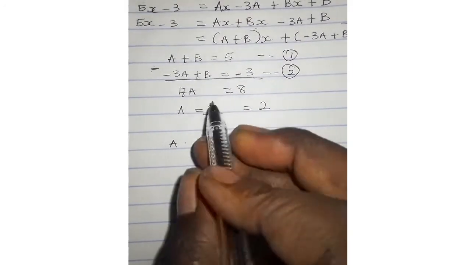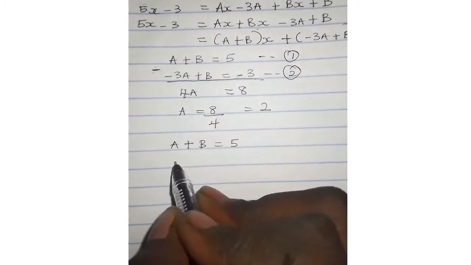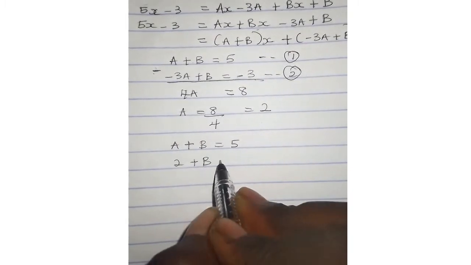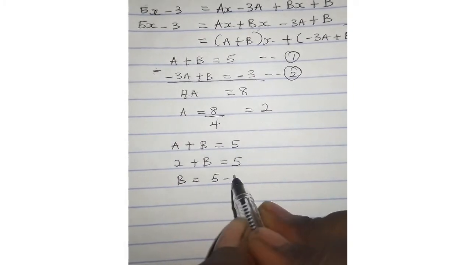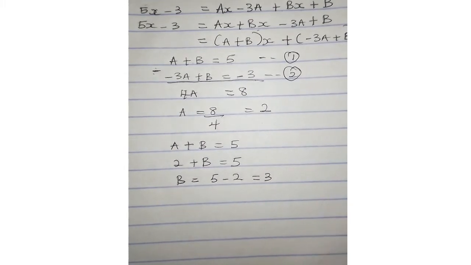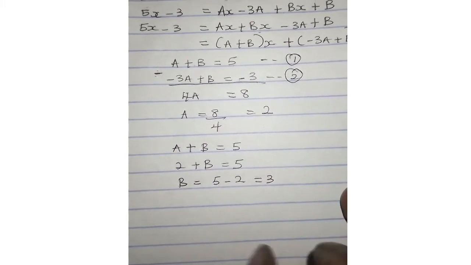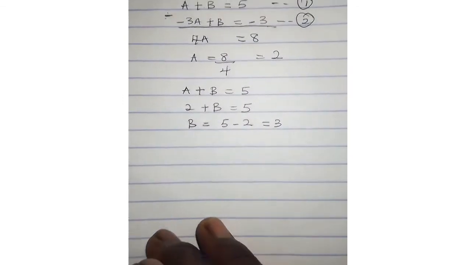So they're going to become a plus b is equal to 5, and our a is already giving us 2. So we have 2 plus b is equal to 5. So b is equal to 5 minus 2, which is equal to 3. So now we've gotten what a is and what b is. So we're going to put it into our equation.